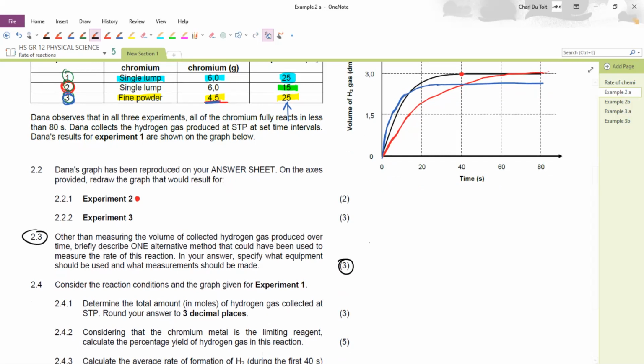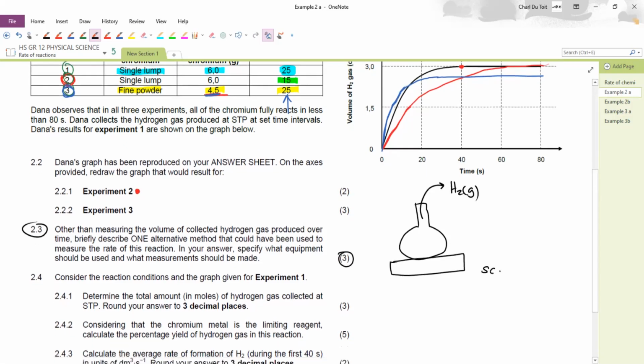What we could have done is put this reaction on a scale. And then you put all the chromium in, and as the hydrogen gas escapes, the weight will decrease. So you could have taken the weight every half second. So we can use a scale and a timer. Okay, this is the equipment we need: timer and scale.